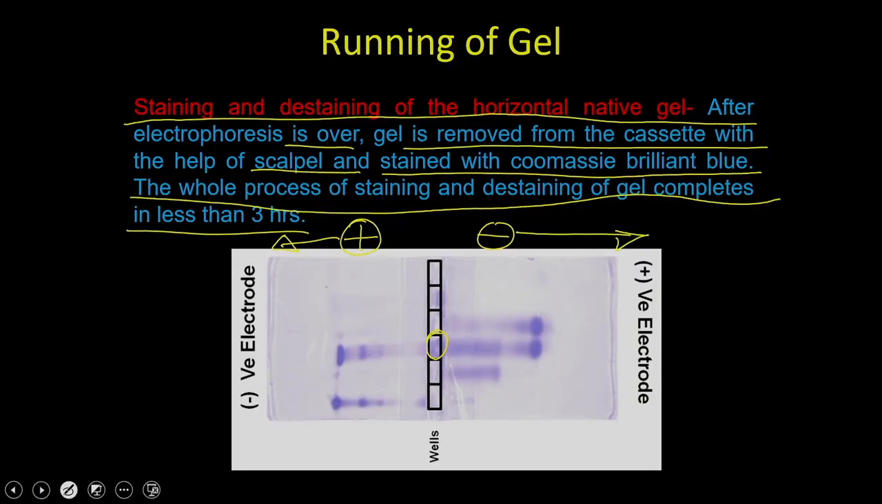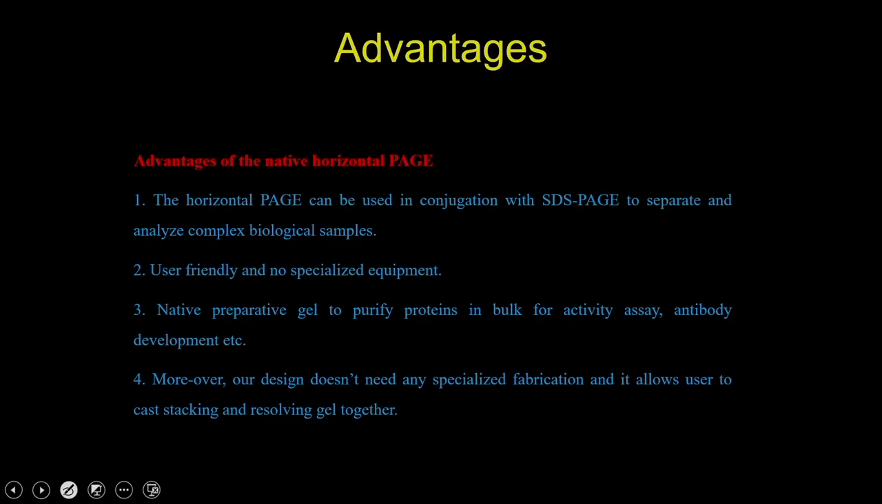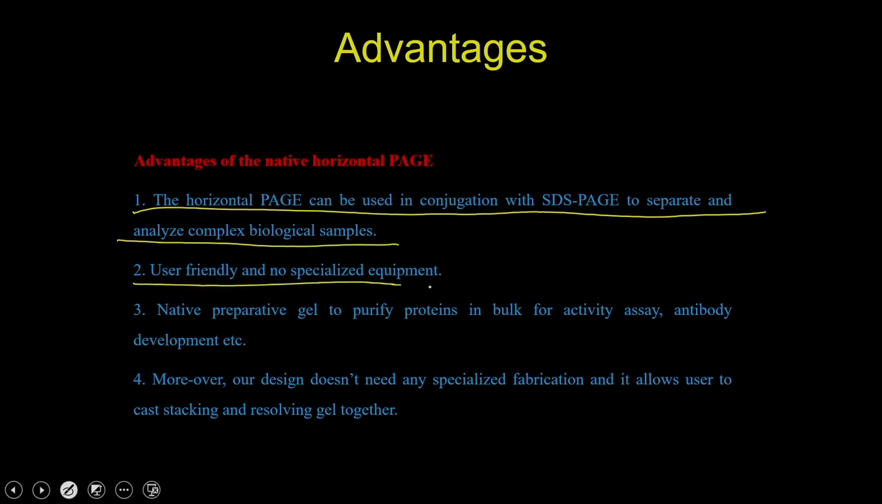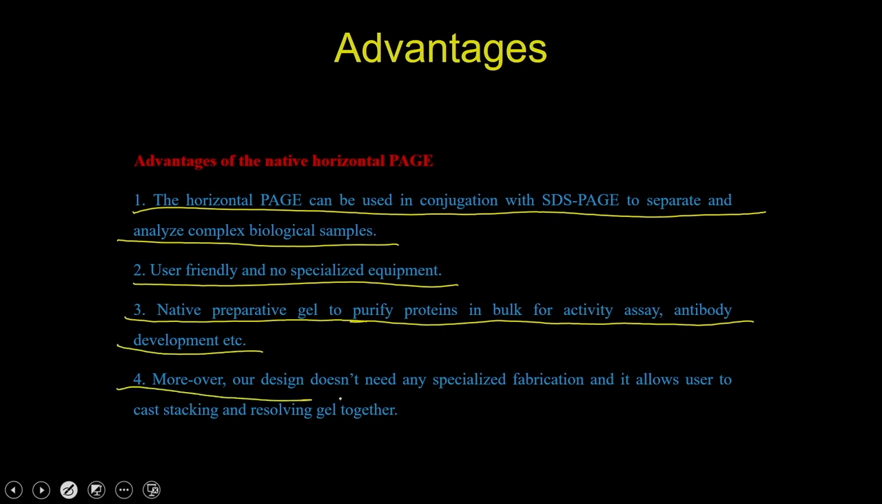What are the advantages of this gel electrophoresis? The horizontal gel electrophoresis can be used in conjugation with SDS-PAGE to separate and analyze complex biological samples. It is user friendly and no specialized equipment is required. With native PAGE, the native preparative gel is used to purify proteins in bulk quantity, for antibody development as well as for activity assays. Moreover, this design does not require any specialized fabrication.